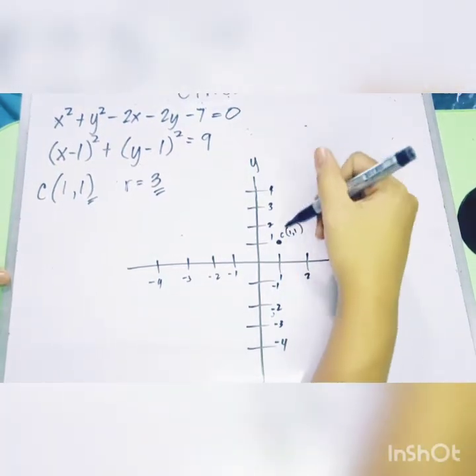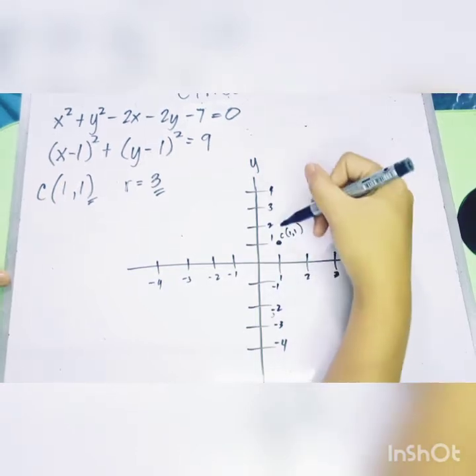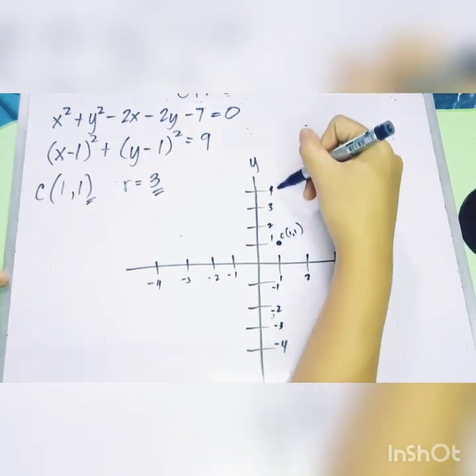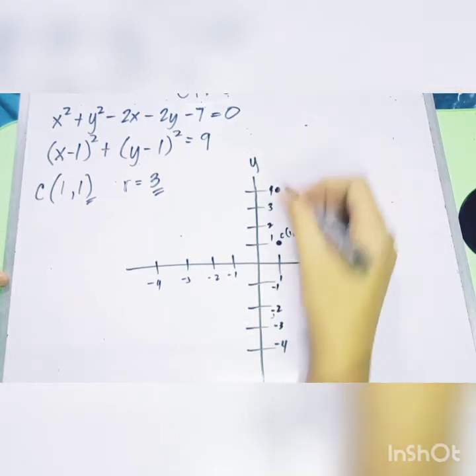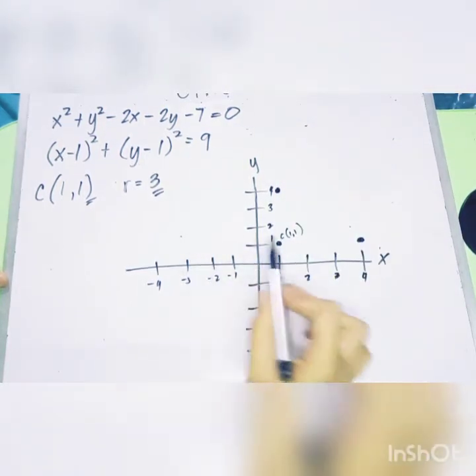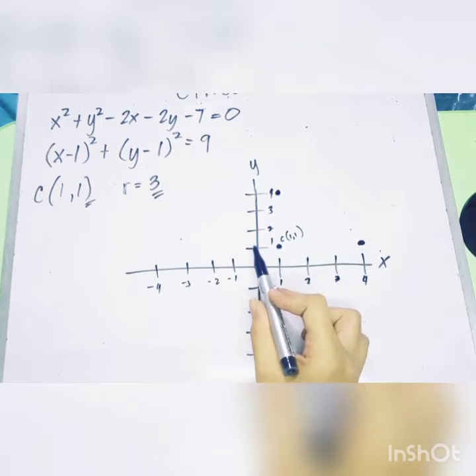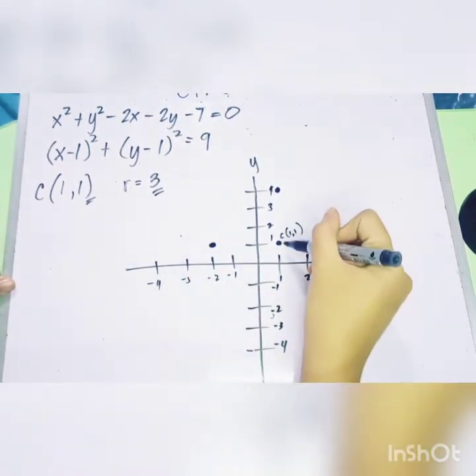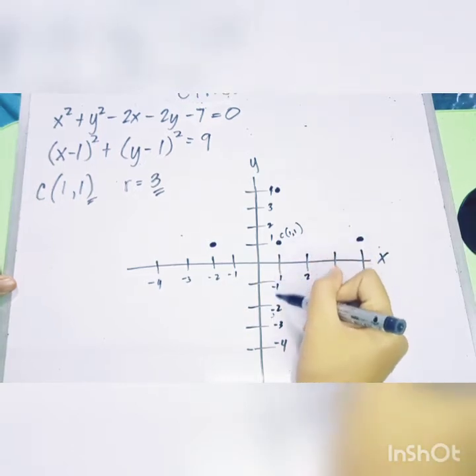For the vertical line naman po, sa taas po ng center, count ka rin po ulit ng 3. So, 1, 2, 3. So, end up here. Next naman po dito, sa left side. So, 1, 2, and 3. Ayan. And the last one, 1, 2, 3.